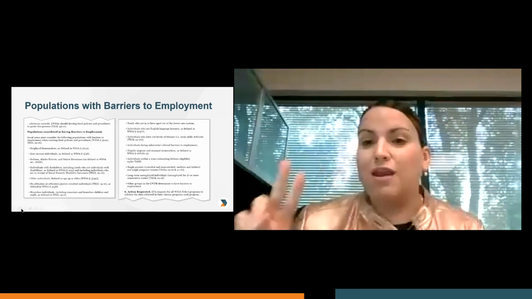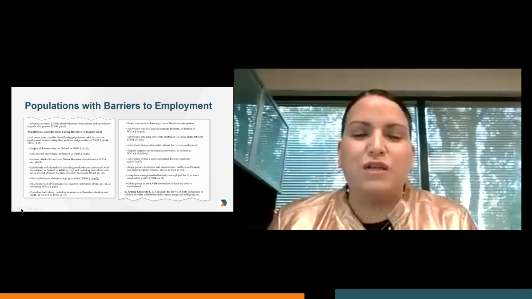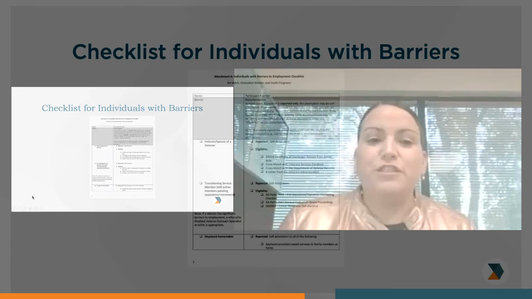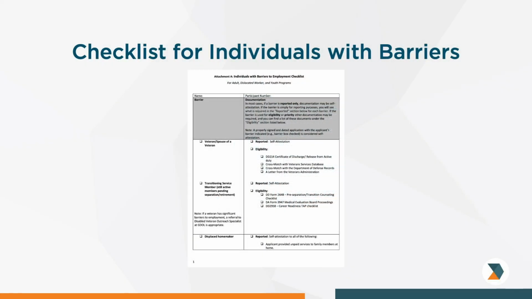And actually we created 2 checklists. If we go to the next slide, the first checklist, although you can see it here, but you have these attachments as part of the wig, and you will have this information as part of this training as well, is a checklist for individuals with barriers to employment. What is it that we did here?